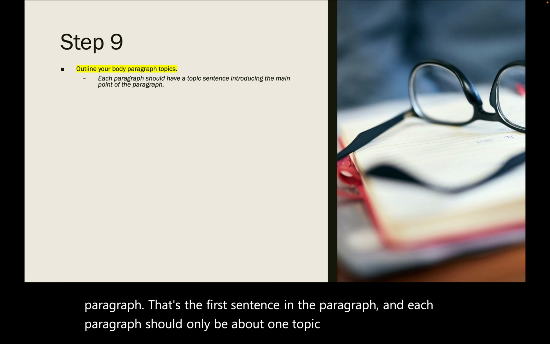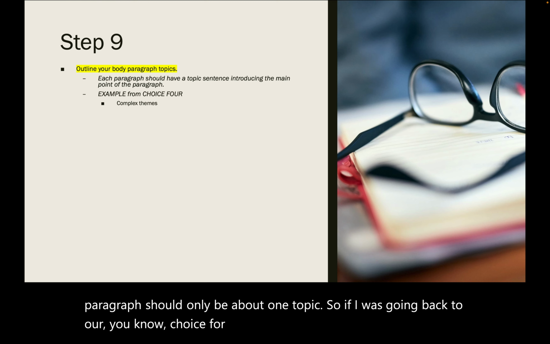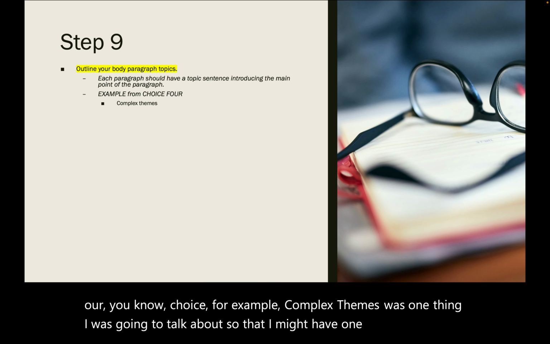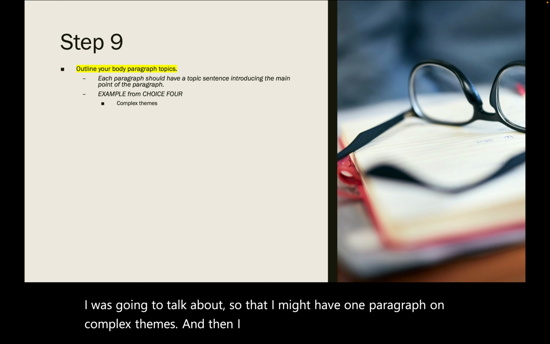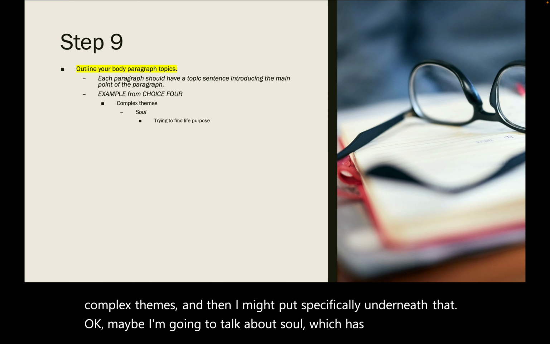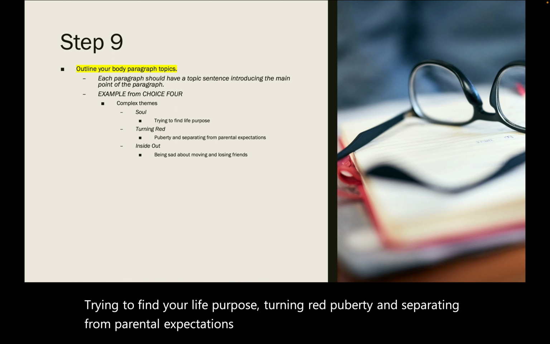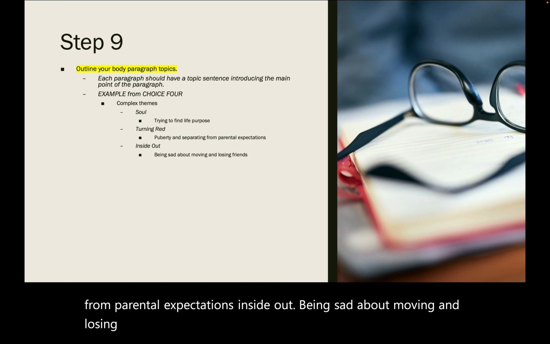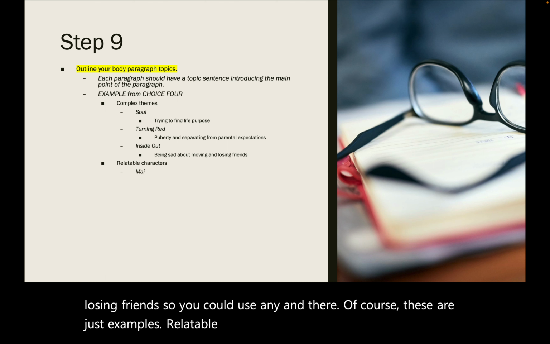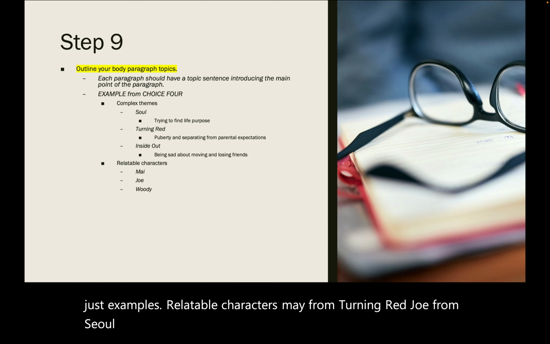So if I was going back to our choice 4 example, complex themes was one thing I was going to talk about. So I might have one paragraph on complex themes. And then I might put specifically underneath that, okay, maybe I'm going to talk about Soul, which has complex themes, like trying to find your life's purpose, Turning Red, puberty and separating from parental expectations, Inside Out, being sad about moving and losing friends. So you could use any in there, of course. These are just examples. Relatable characters: Mei from Turning Red, Joe from Soul, Woody from Toy Story.